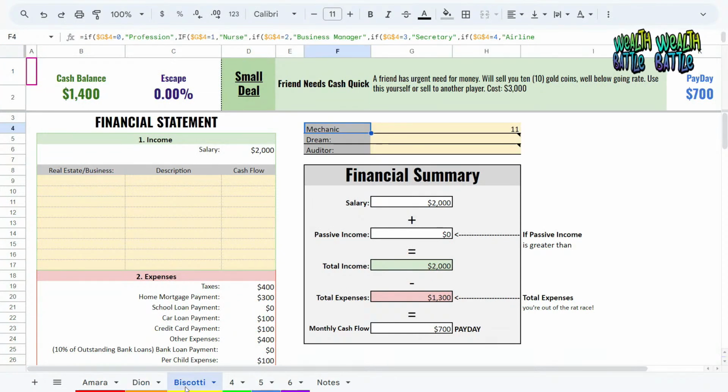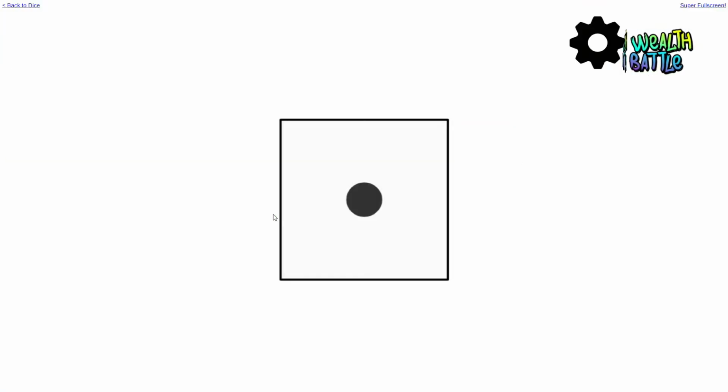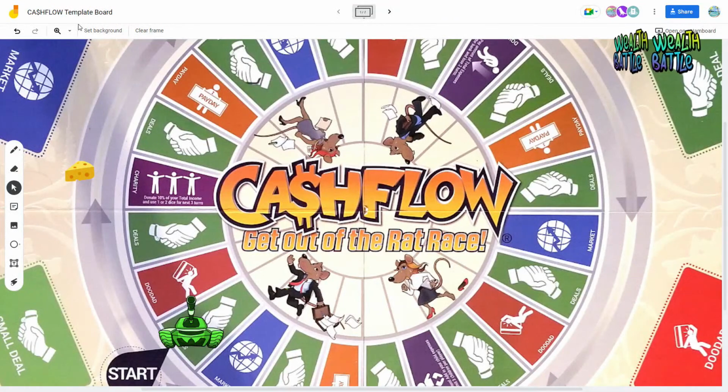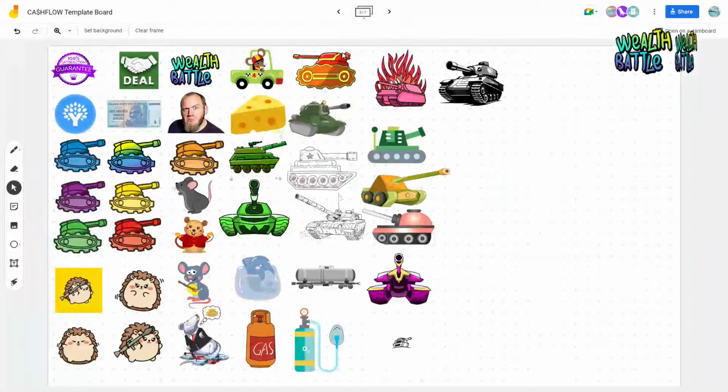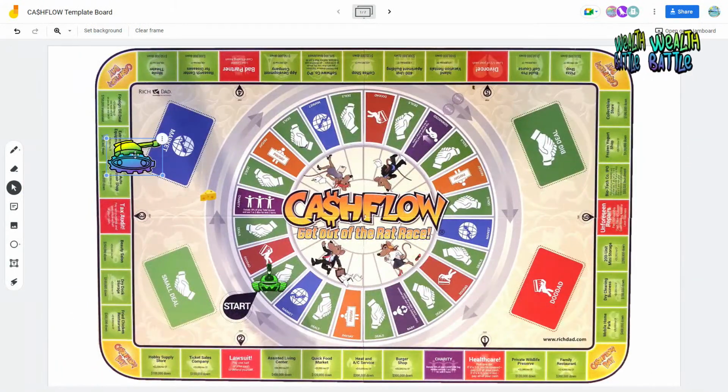All right. So let's get a roll from Biscotti. Biscotti, I'm gonna roll you a 3, and I'm gonna make you the wealth battle tank. 3 puts you on a deal space. For those who are following along online, Biscotti is typing in chat rather than texting, so you won't be able to see what he says. So Biscotti, big or little?